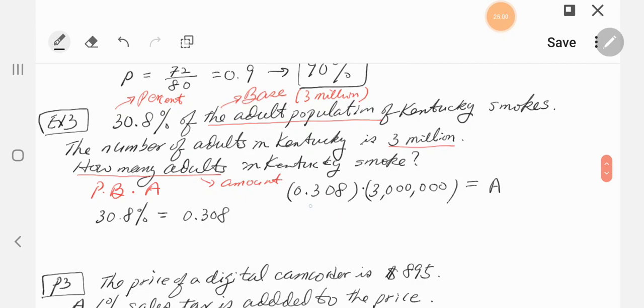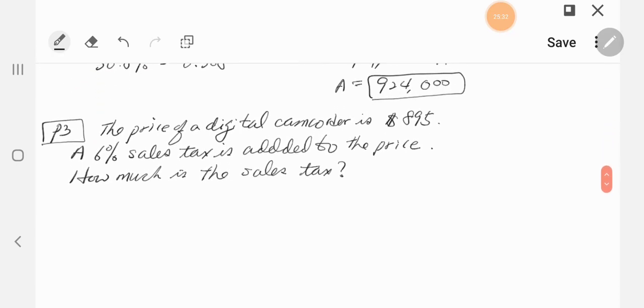So use the calculator, and then this will give you around 924,000. So the number of adults in Kentucky who smoke is 924,000. Okay, the amount is what? 924,000 adults smoke.